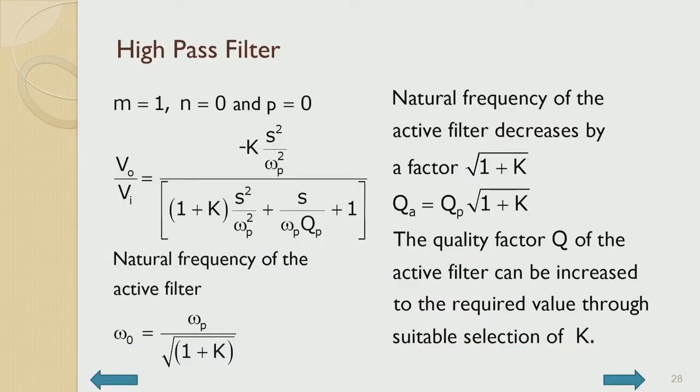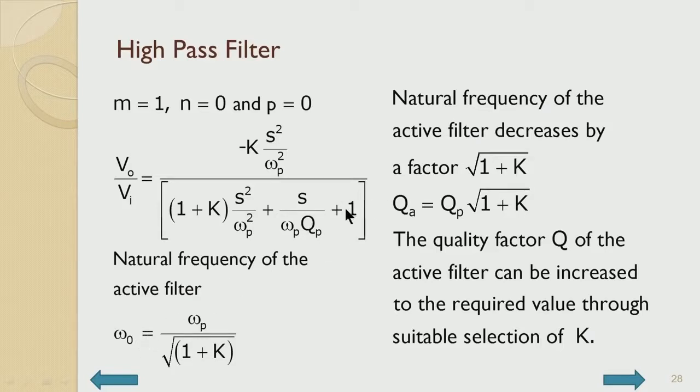Now let us go to high pass filter as a means of improving or enhancing the Q. So m is equal to 1, n is equal to 0, p is equal to 0. Earlier we had p equal to 1 and m and n equal to 0. So then V naught over V I in that embedded situation of inverting amplifier will give you minus k into s square by omega p square. The original high pass nature of the numerator is retained, but the denominator gets modified, only this 1 plus k comes for s square by omega p square, other coefficients remain the same as before.